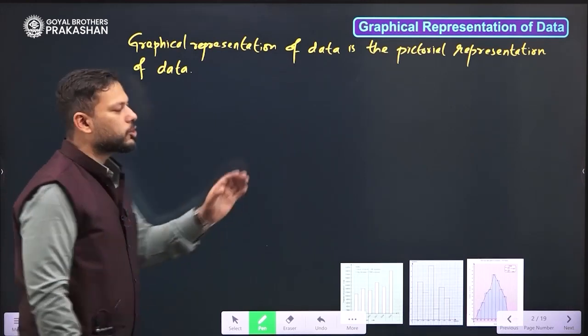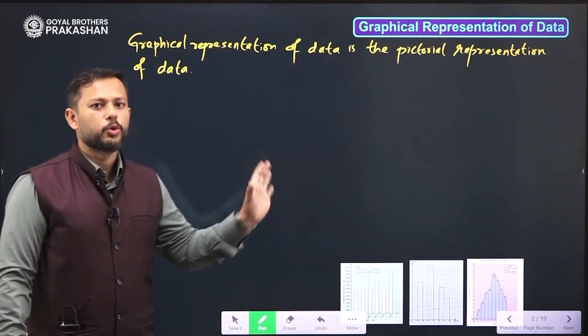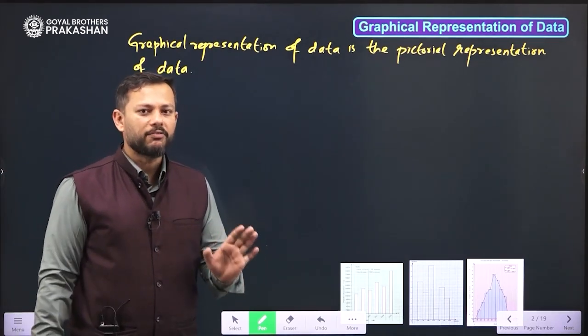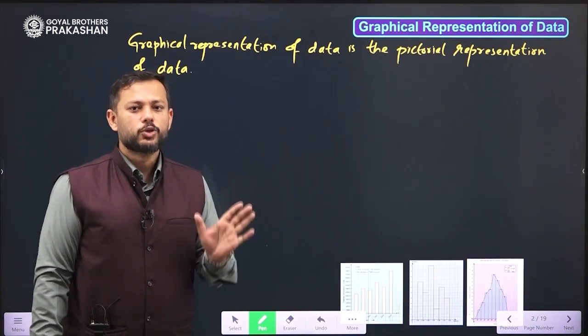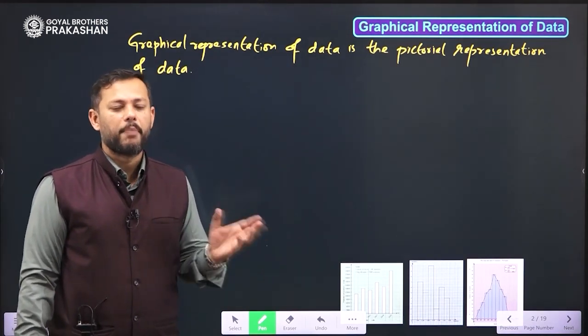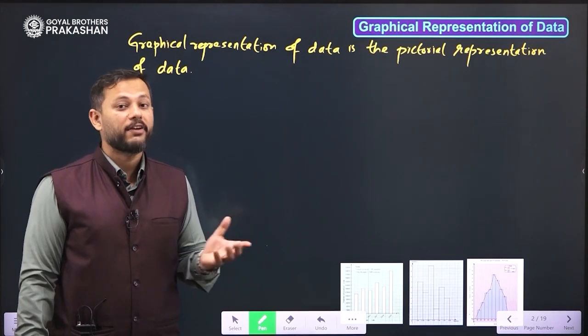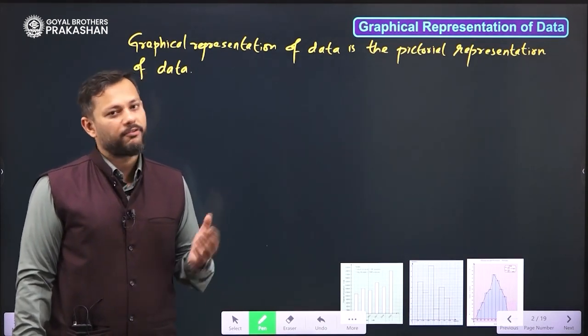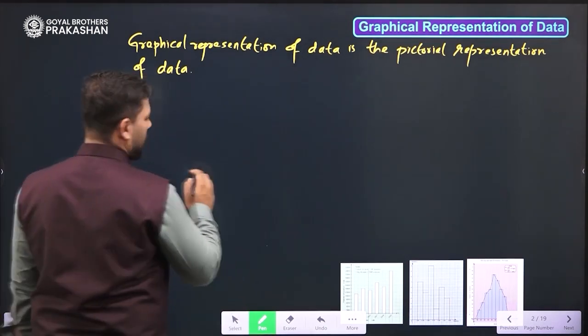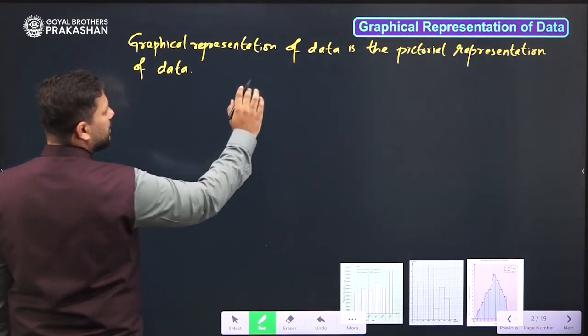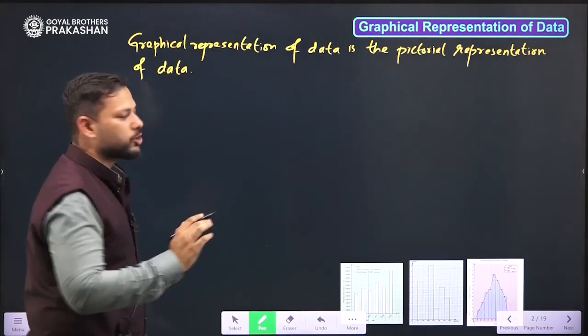What do we mean by pictorial? That doesn't mean that we need to put some images. We mean that we can use some graphs to show the data in the form of bars. It could be in the form of histograms. It could be in the form of frequency polygon. I'm just going to write it right over here. So graphical representation of data is the pictorial representation of data.